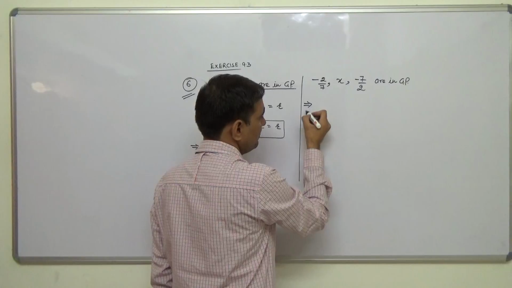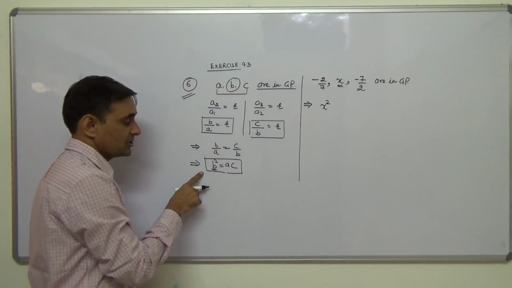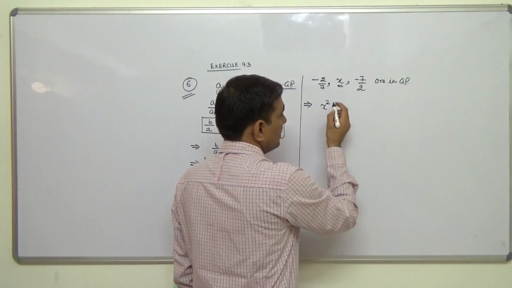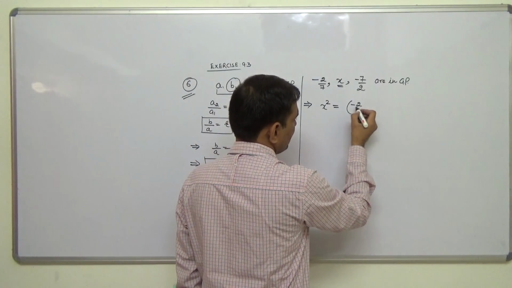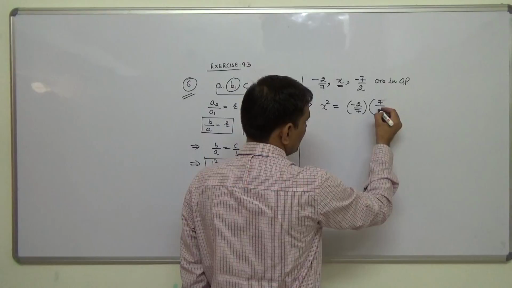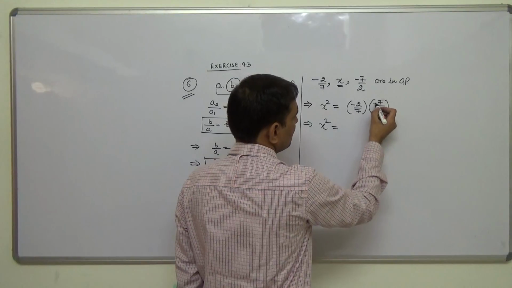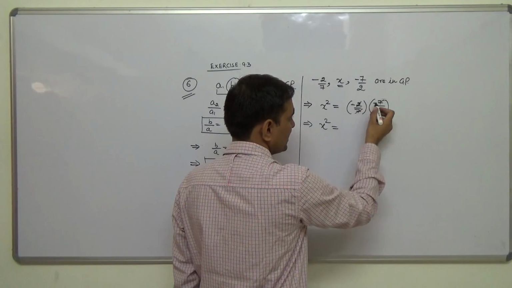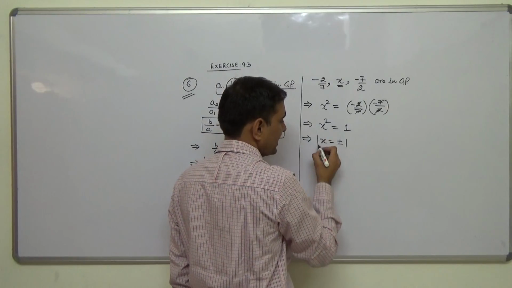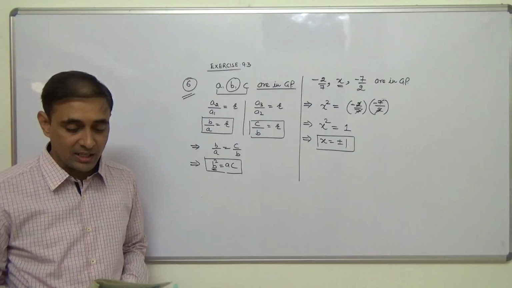If these three numbers are in GP, then square of middle, meaning x square. अभी हमने रिलेशनशिप प्रूव किया है, B square is equal to AC. So square of middle is equal to product of first and last. First is minus 2 by 7 and last is minus 7 by 2. This implies x square is equal to, 2 कैंसिल होगा, 7 भी कैंसिल होगा, minus minus is plus, x square is equal to 1, implies x is equal to plus minus 1. x can be either 1 or minus 1. Right? x हमें फाइंड करना था, so x will be either 1 or minus 1.